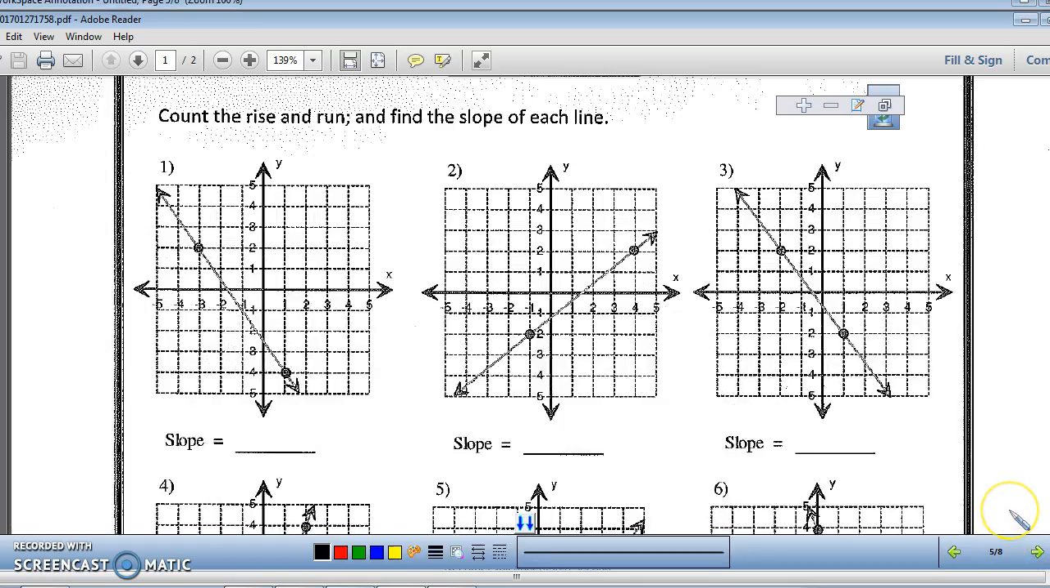So your job is to go to the front of the page. You're going to be counting the rise over run and then finding the slope. So y minus y over x minus x. Make sure to also see if it's positive, negative, or undefined before you find the slope. And you can come back once you are finished with each row to check. So go ahead and try questions 1, 2, and 3. Come back when you're done to check.